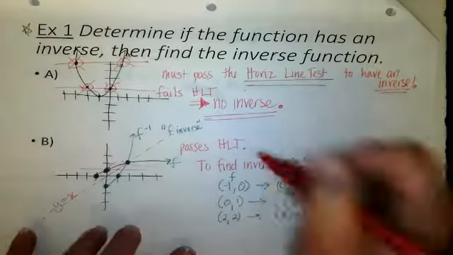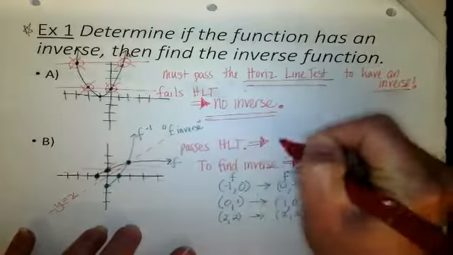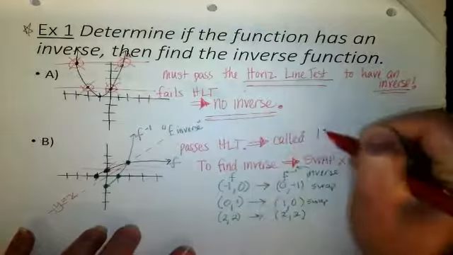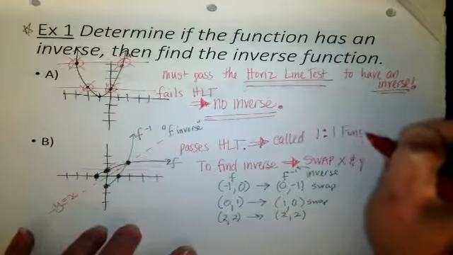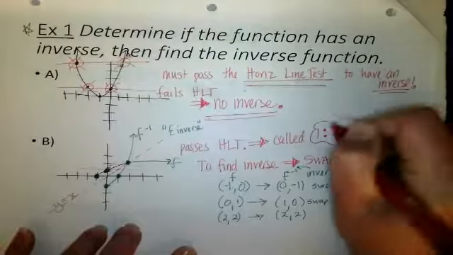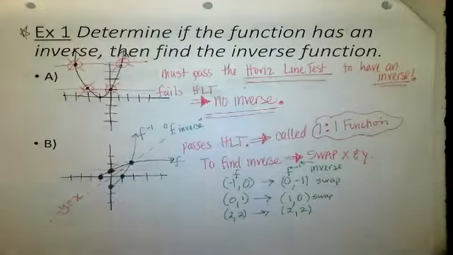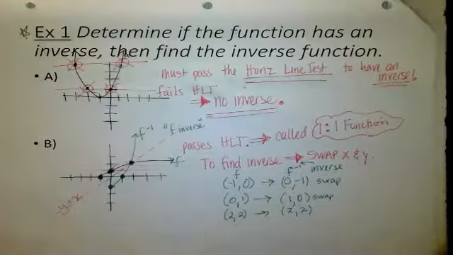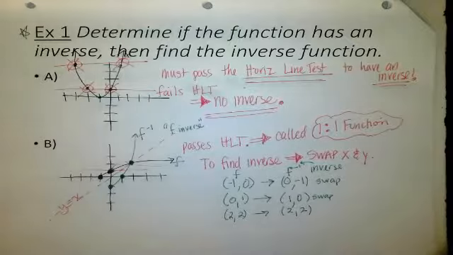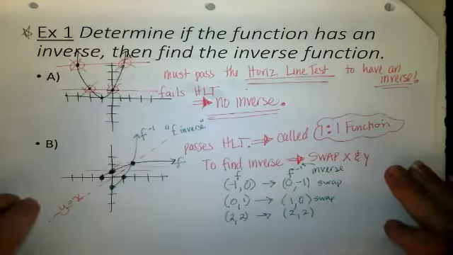A function that passes the horizontal line test is called a 1-to-1 function. And that's a special name, and that 1-to-1 function just means that it's a function that passes the horizontal line test. So another name for it is 1-to-1. A 1-to-1 function always has an inverse. So we can find the inverse of any 1-to-1 function. All right, so swapping x and y, easy to do. Any questions on that?